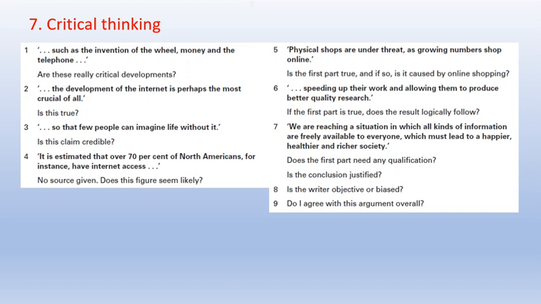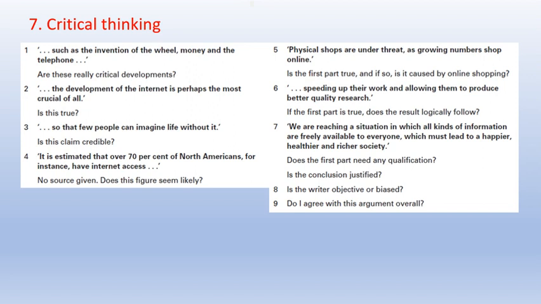Number six: speeding up their work and allowing them to produce better quality research. If the first part is true, does the result logically follow? So this is what we need to think about. Number seven: we are reaching a situation in which all kinds of information are freely available to everyone, which must lead to a happier, healthier, and richer society. Does the first part need any qualification? Is the conclusion justified? It is really hard to consider, I think, but try to think.